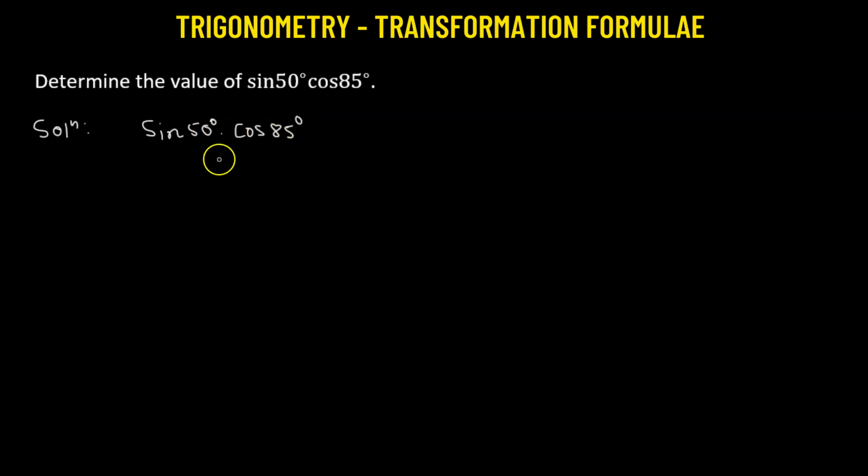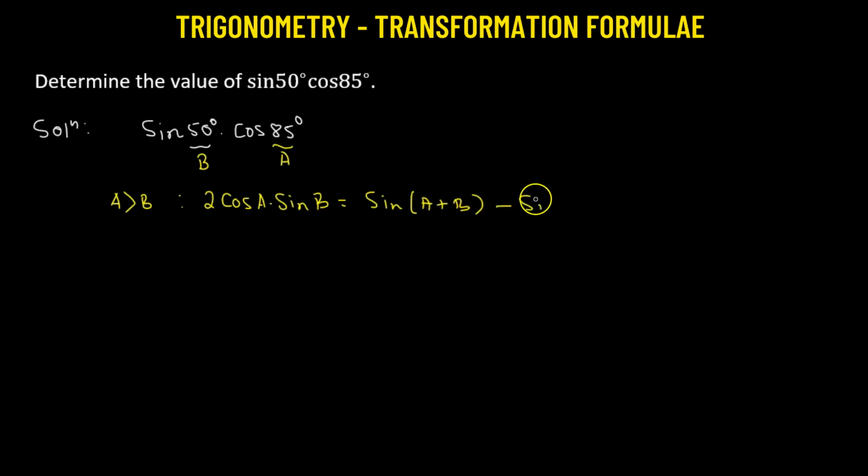Now, if we suppose that 50 corresponds to angle B and 85 corresponds to angle A, so here clearly angle A is greater than angle B. Now there is a transformation formula. The transformation formula being 2 times cosine of angle A times sine of angle B. So that's given by sine of A plus B minus sine of A minus B. So it's going to be a difference of two sine functions. So let's try to use this particular transformation formula.